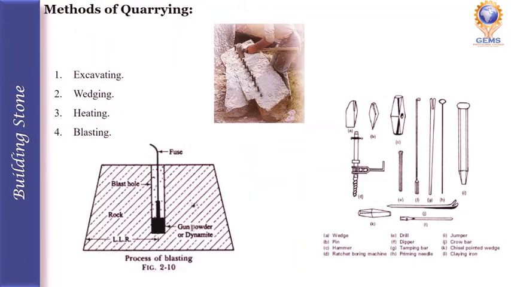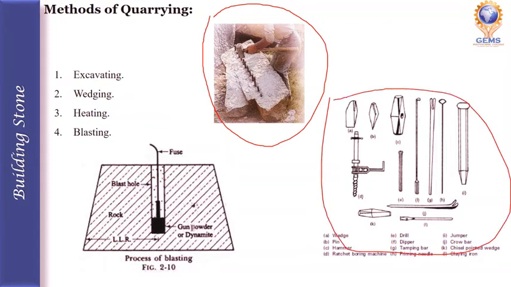There are various methods of quarrying: excavating, wedging, heating, or blasting. So this one is called for wedging purpose. These are the tools we are using for the wedging, and this one is for blasting. So we will see one by one.